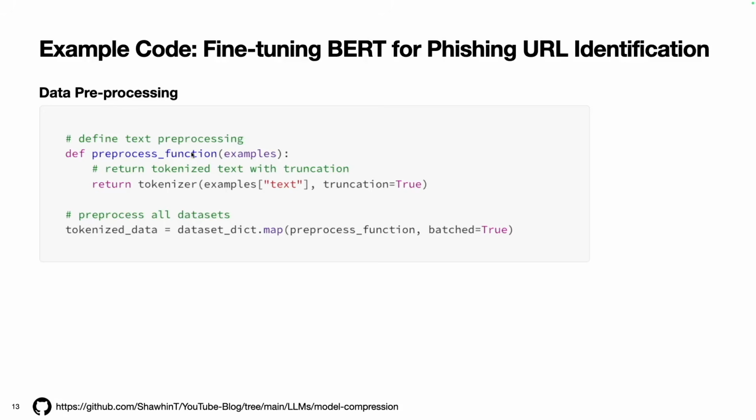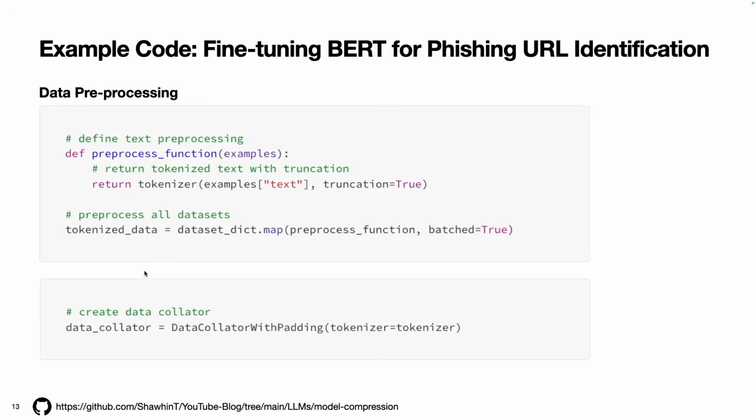And then with that function defined, we can just apply this pre-processing step to all the data sets in our dataset dictionary that we imported earlier. So this will tokenize the training, testing, and validation data sets and return it in this tokenized data variable.